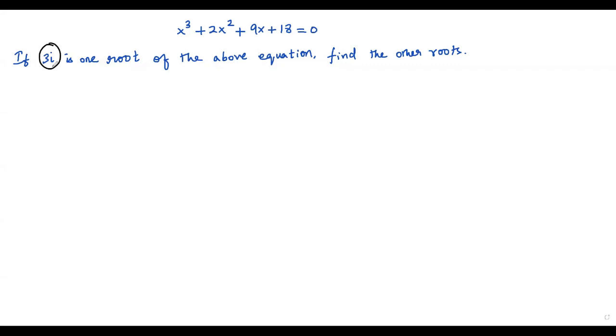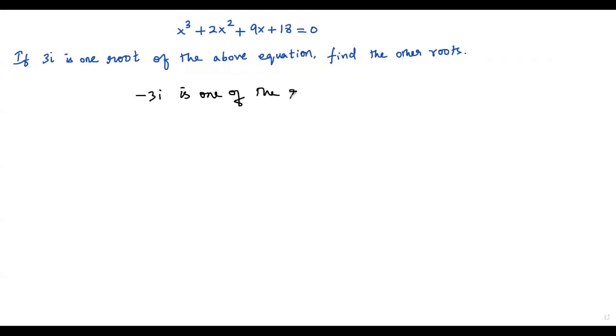Actually, 3i is a complex root. It's an imaginary number, so we call this one a complex root. Whenever we have a complex root for an equation, complex roots always occur in conjugate pairs. Here we have positive 3i as one of the roots of this equation, then negative 3i must be one of the roots of the same equation, because complex roots always occur in conjugate pairs. So now we can say negative 3i is one of the roots of the above equation.